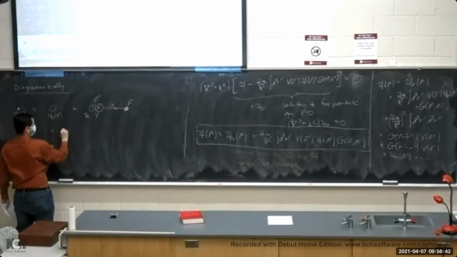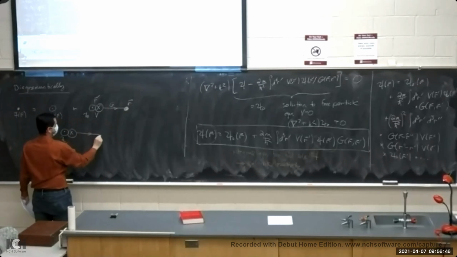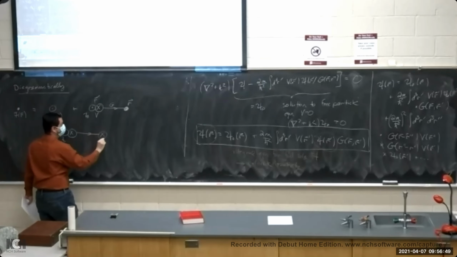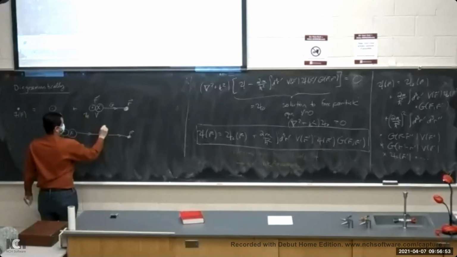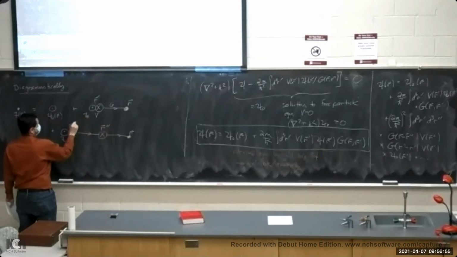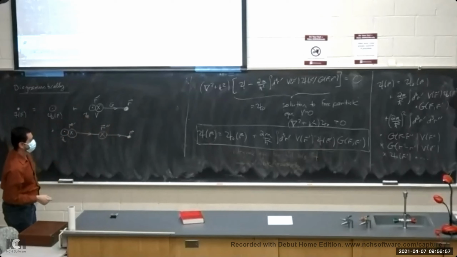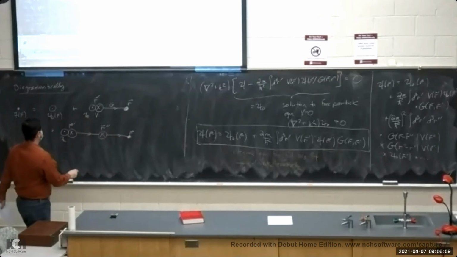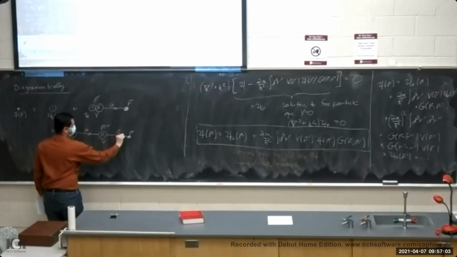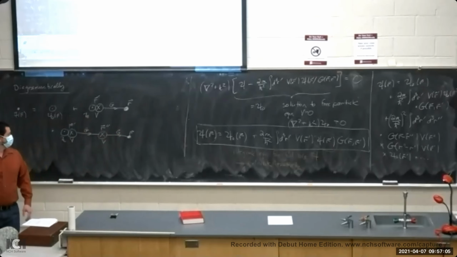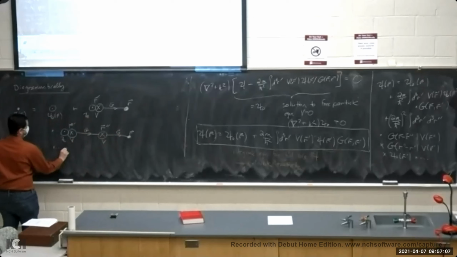Plus two insertions. You start off with the wave function psi naught, it immediately gets hit by the potential, it propagates for a bit, it gets hit again, it propagates a bit, and then you measure it at point R. One propagator, second propagator, and so on.